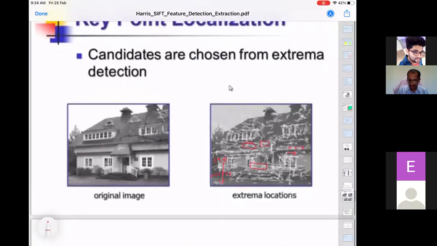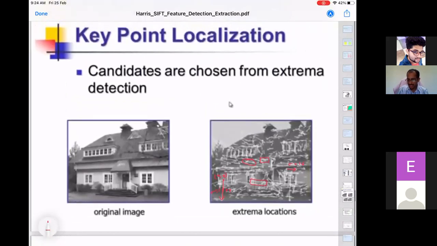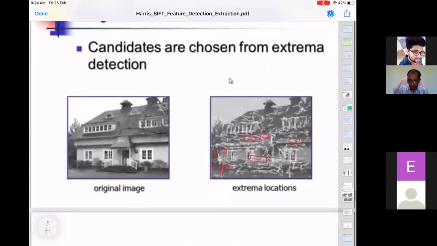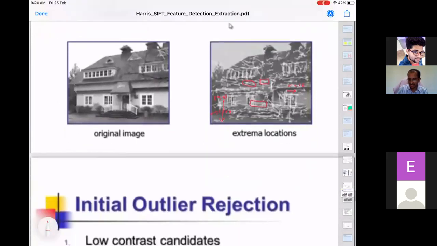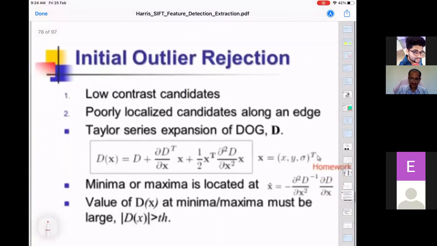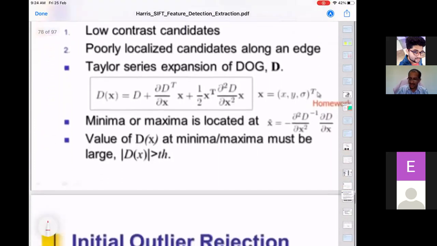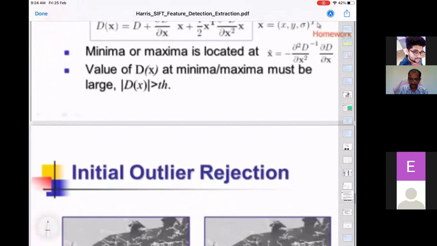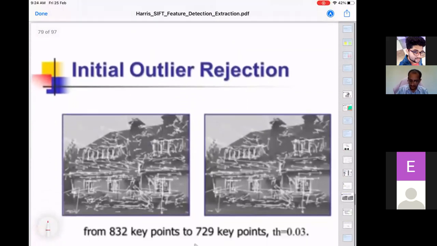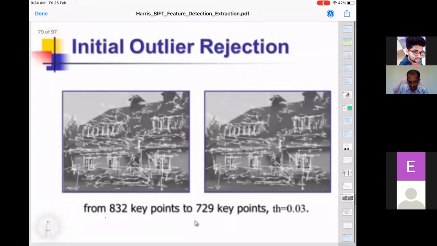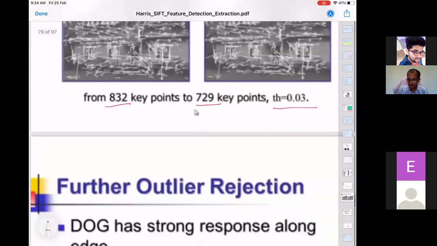Now you can see that if we directly detect the key points, there are several key points detected. Probably close to 800 key points are detected, assume that. Then they would like to localize and eliminate the weak key points, and through that they could reduce from close to 800 key points to close to 700 key points. So this reduces the number of key points and only retains the strong key points, and the threshold used is this much.